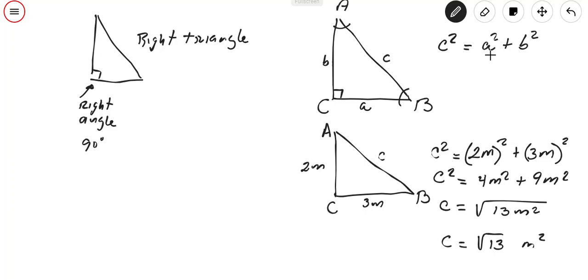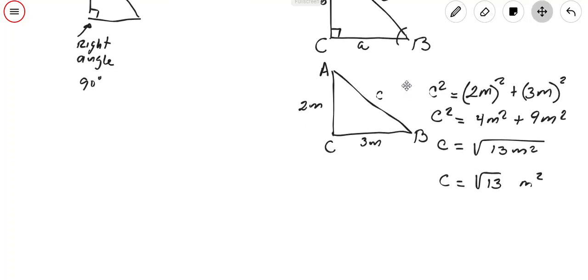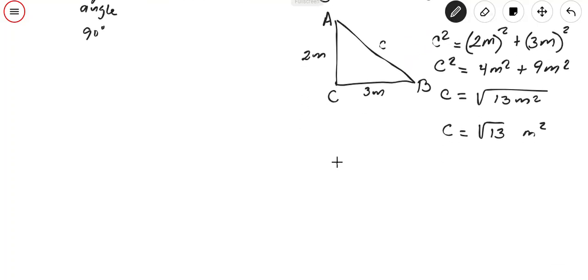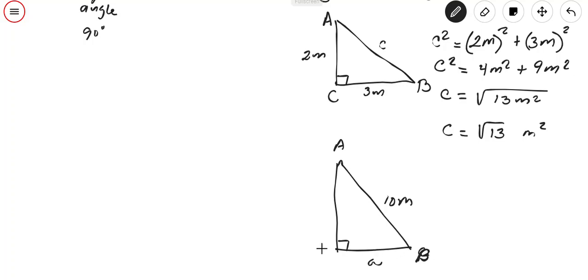Now, suppose that instead of trying to find the length of the longest side, you want to find the length of any of the other sides. So you have the triangle here. This was the right angle. You have C here that is going to be 10 meters. You're going to have A that is unknown. Sorry, this is B here, and this is C. So A is unknown, and this side will be 3 meters.